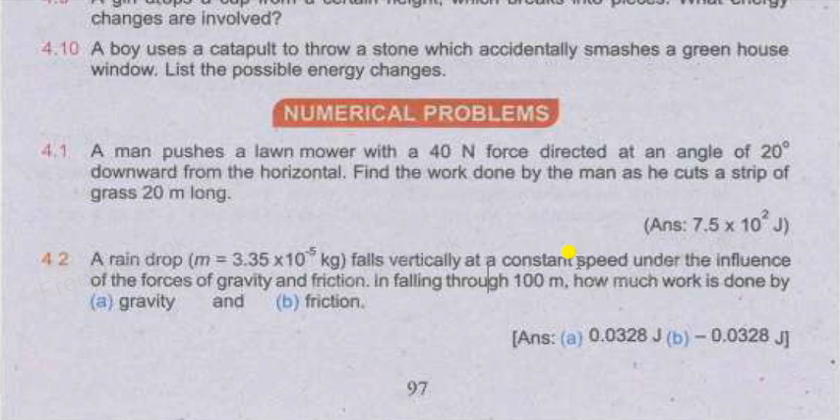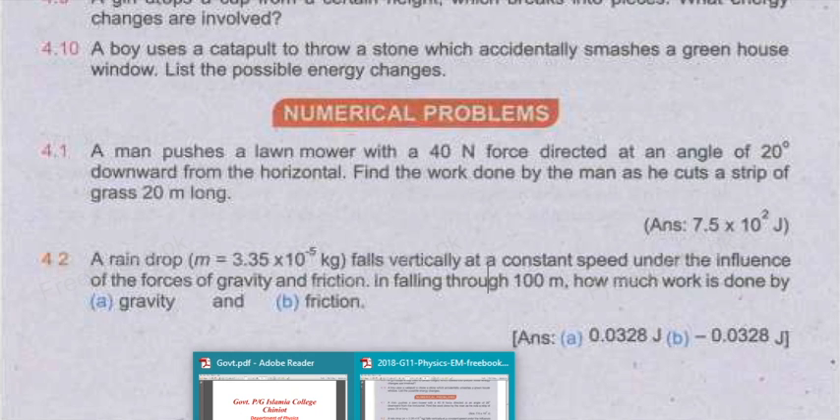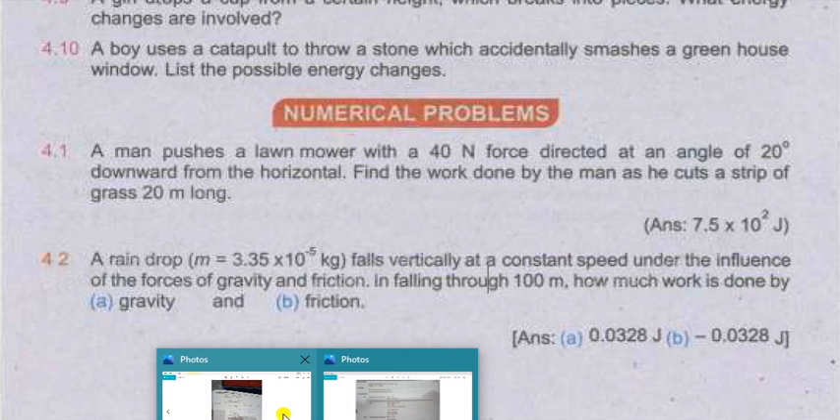The statement was that under constant speed, it means there is no acceleration. So that's why in this case no net force is acting, because the downward force is equal to the upward force. So the work done by gravitational force is equal to 0.0328 joule, and the work done by the frictional force is equal to minus 0.0328 joule with negative sign. So both work done are equal in magnitude, and this minus sign shows that this is work done by the frictional force.